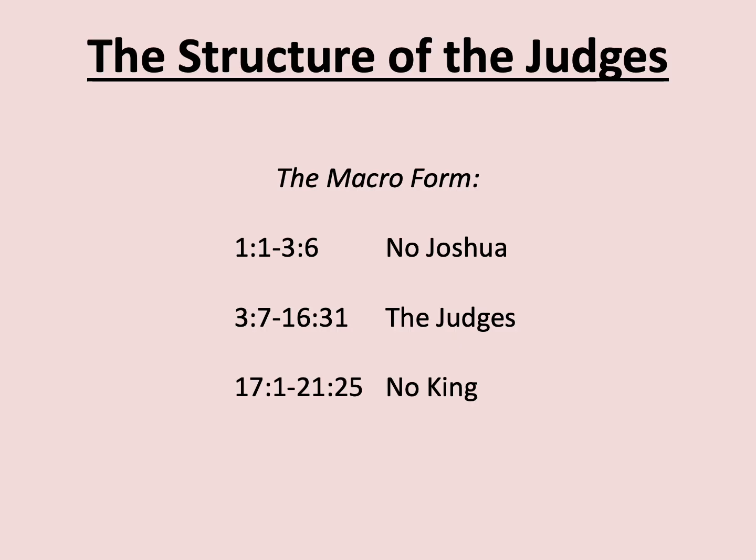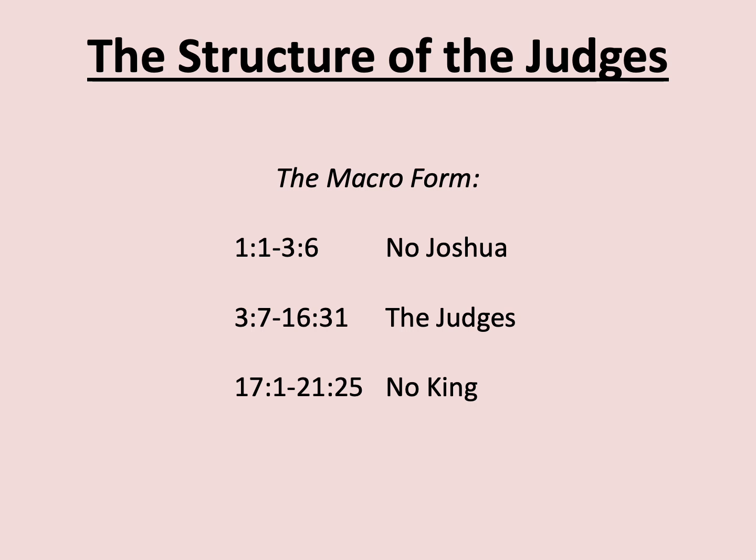The book of Joshua is the end of the era of Joshua, so that the book of Judges opens in verse 1 with a reminder that Joshua has died. Or, as Victor Hamilton says, there was no Joshua. Then in chapters 3 through 16, we have the Judges. And then in chapters 17 through 21, we have a repeated refrain. Instead of no Joshua, now we have no king.